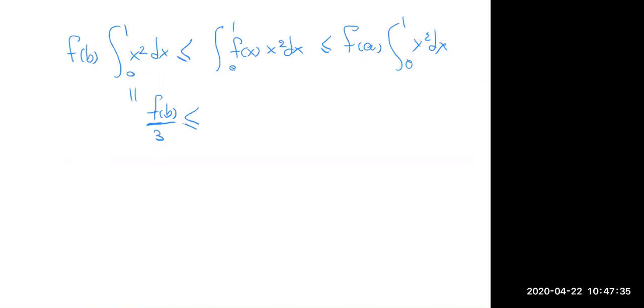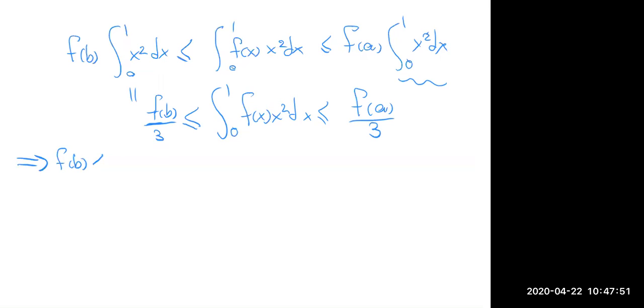Less or equal than integral of f of x squared dx. Also here, integral of x squared from 0 to 1 is 1 over 3, so it's f of a over 3. If I multiply everything by 3, f of b is less or equal than 3 times integral of f of x squared dx, less or equal than f of a.